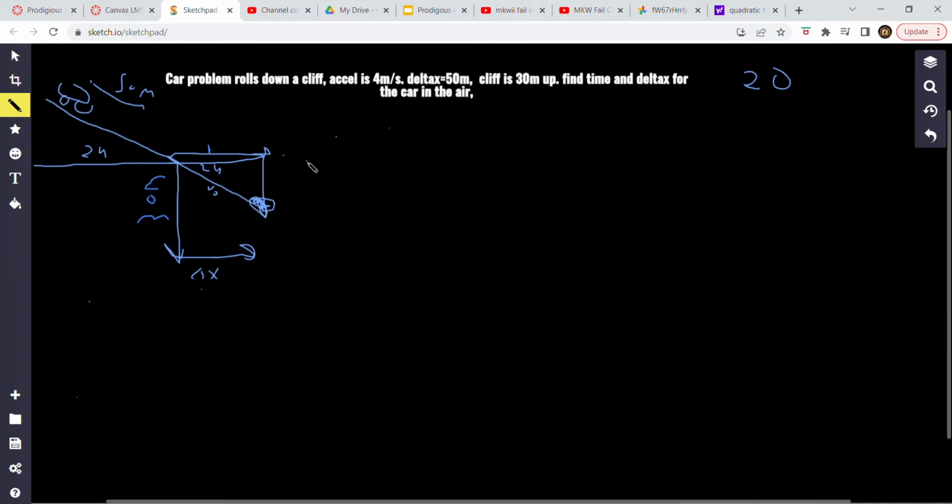There we go. So what we're going to be doing is the car problem, and we're looking at a car that's rolling down a hill. I just had to redo this because my first one was kind of sloppy and I don't want to have that. We'll have some silly mistakes.